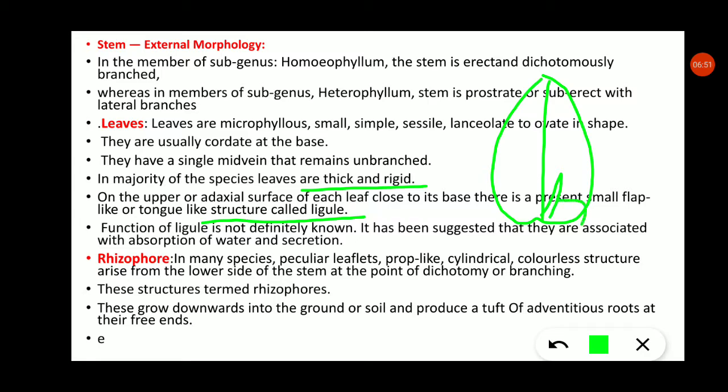This is known as the ligule. A tongue-like, flap-like structure present at the base is known as the ligule.